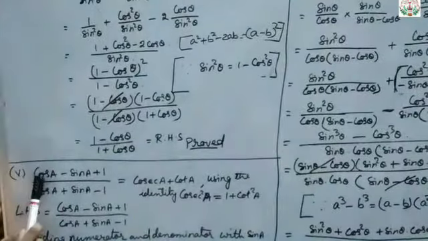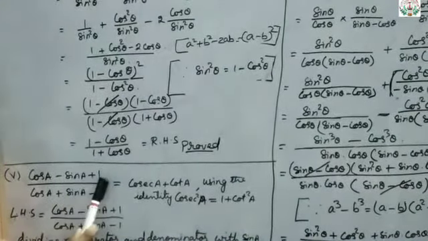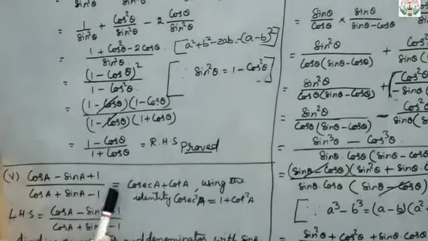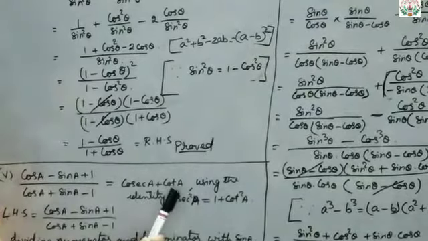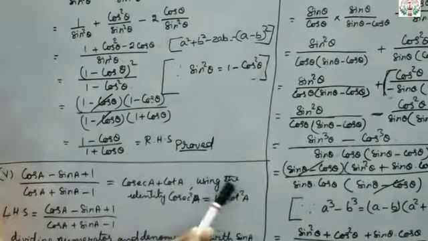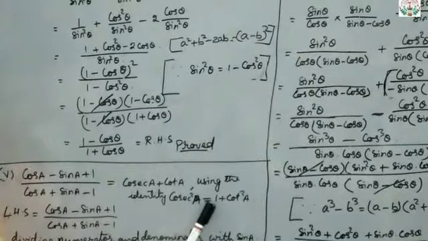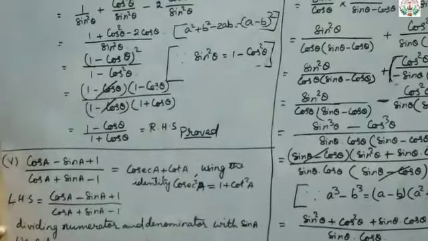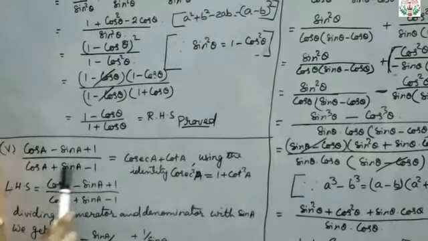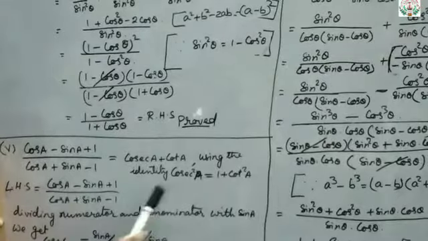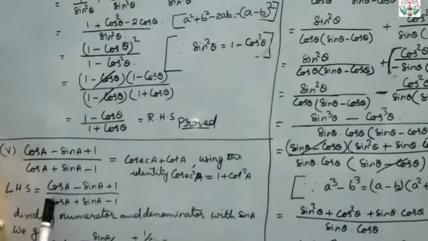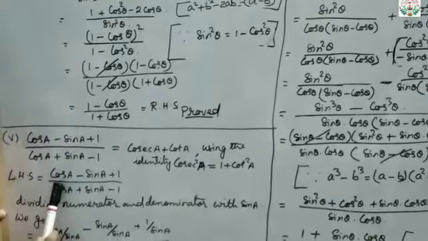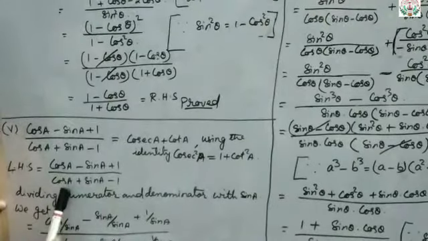Now 5th part is given as cos A minus sin A plus 1 upon cos A plus sin A minus 1, which is equal to cosec A plus cot A. Here in the question it is given that using the identity cosec square A equals 1 plus cot square A, this identity we have to apply here. So for this we need to have these terms in the form of cosec A and cot A. But we can see only in the form of cos A and sin A. That means we have to divide the numerator and denominator with sin A.